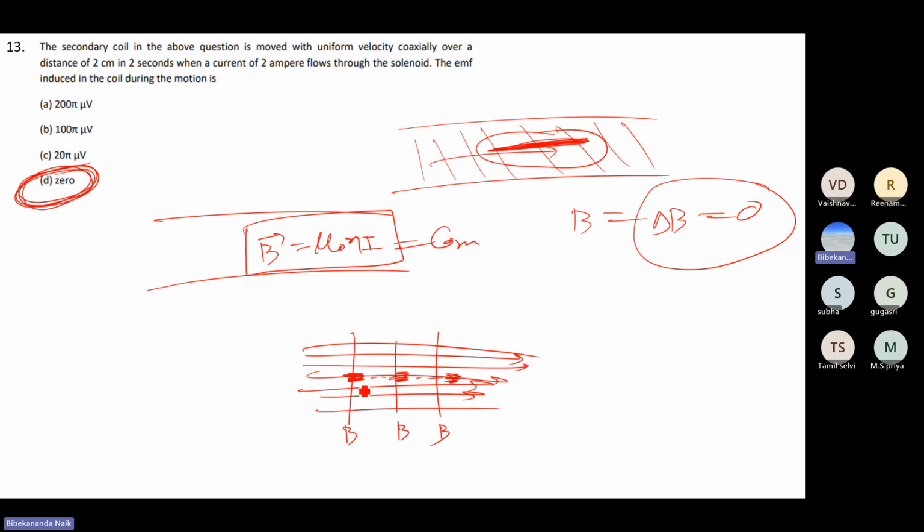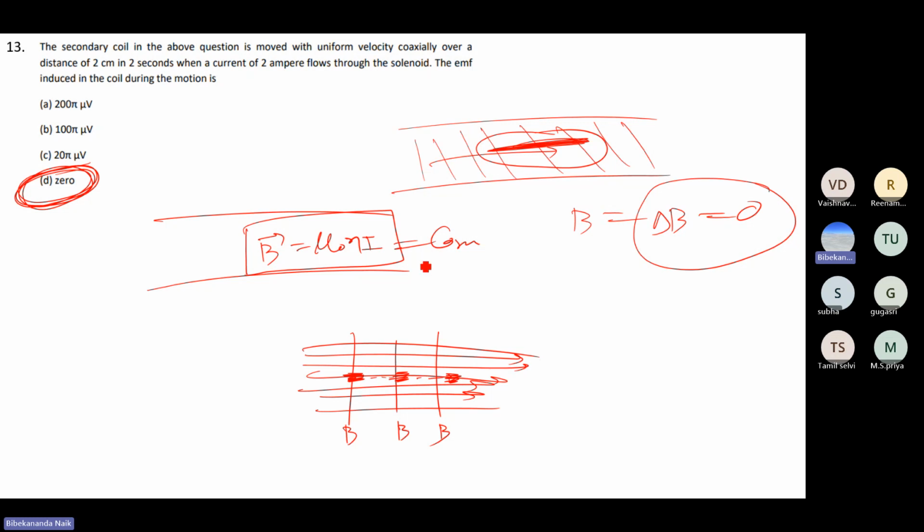It is moving uniformly, so there is no change in magnetic field. Since the magnetic field is not changing, and it's obvious that when it moves its area of cross section also remains the same because it is the same coil, both the area and the magnetic field are the same. So the flux linked with that coil will also be the same.